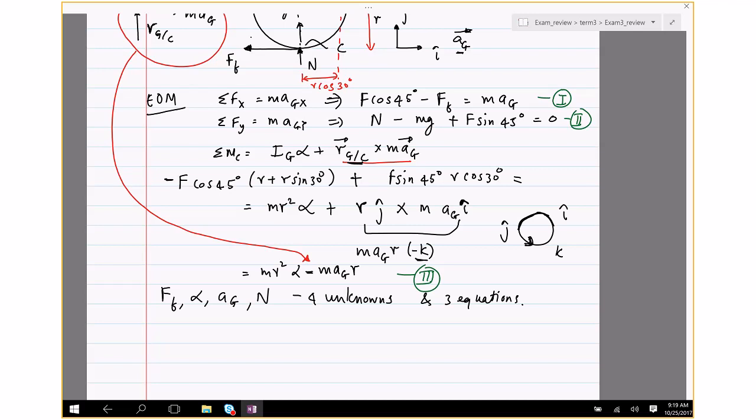So the 4th equation actually comes from kinematics. There's no dynamics. These 3 equations are coming from dynamics, right? There's force equals ma and moment equals I alpha. So the 4th equation is for AG.